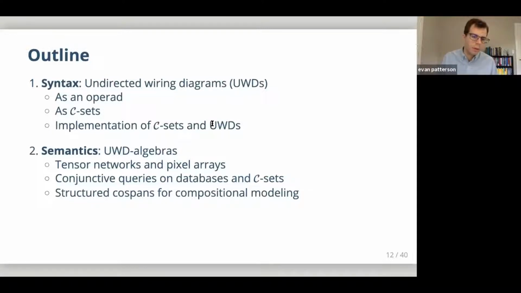Of these, we've probably done the least amount of work on tensor networks, and by far the most on structured cospans, and so that will partition that time accordingly.